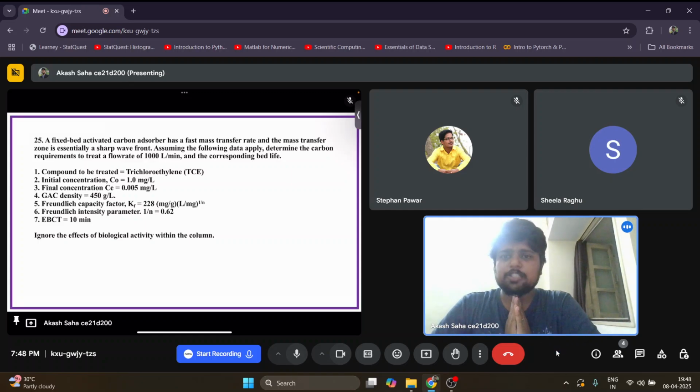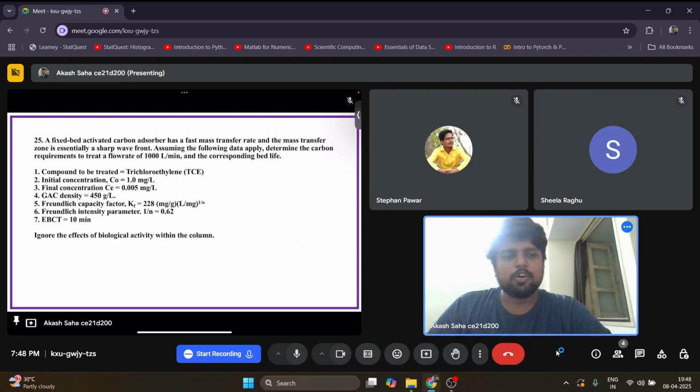Assuming that the following data apply, determine the carbon requirements to treat a flow rate of 1000 liter per minute and the corresponding bed life. So bed life also we have to find out. The compound is TCE, that is trichloroethylene. Initial concentration is 1, final concentration is 0.005 milligram per liter.